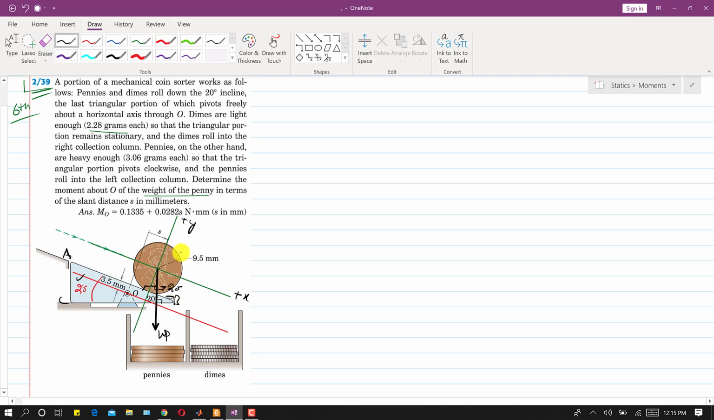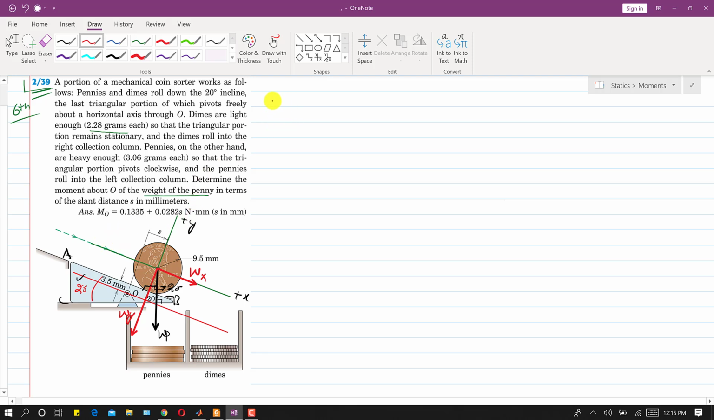If this angle is 20, we can resolve this force into its components. Let me draw its components: one component in this direction will be the WY component, and this one will be the WX component. Let me write this one is the WX component and this one is the WY component. Now we need to find the moment.